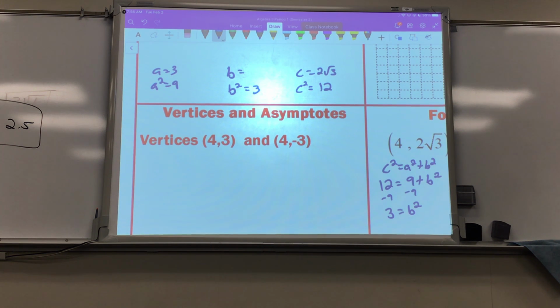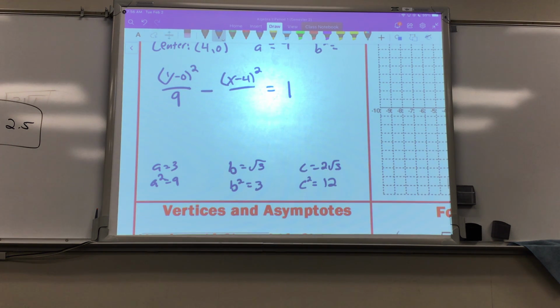So I need to get just b. Well, it would help us graph it, right? Because that's the distance I need to go left and right. But I need the 3 in the equation. Would I want you to leave it like that though? With that y minus 0? Oh. So let's rewrite this as y squared over 9 minus x minus 4 squared over 3 equals 1.